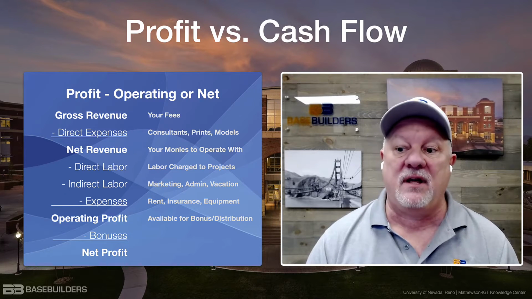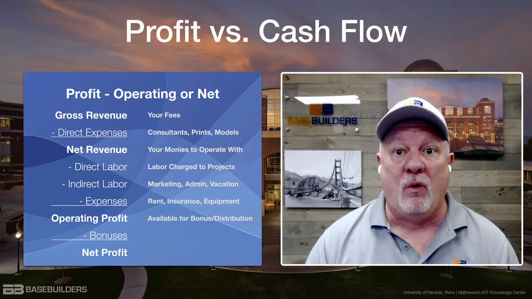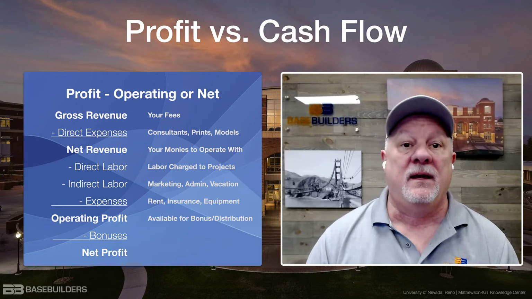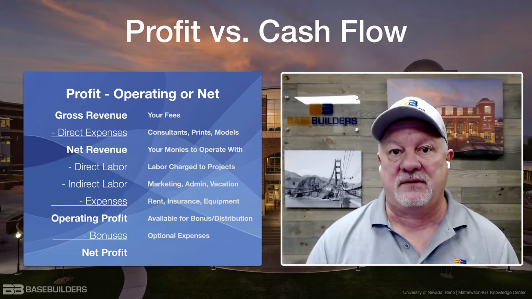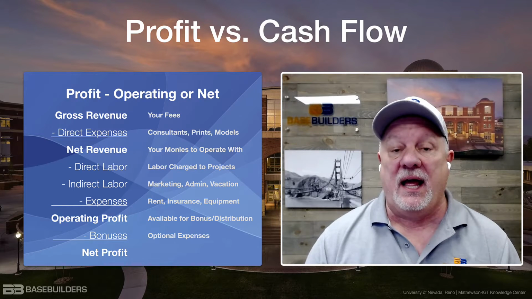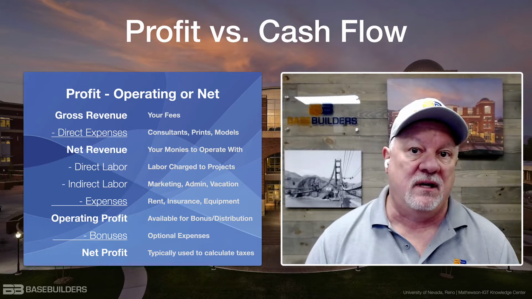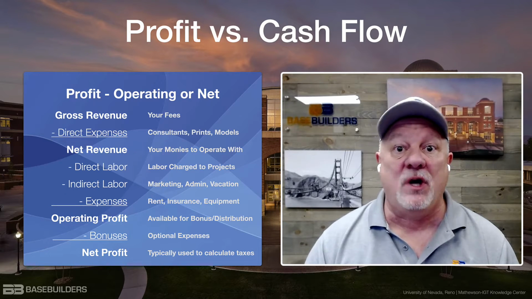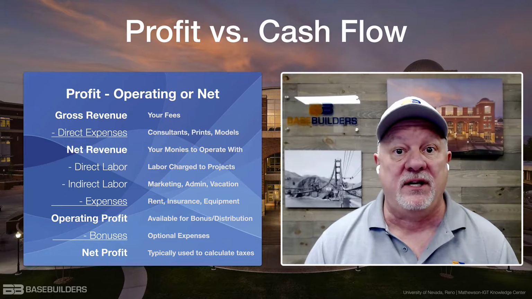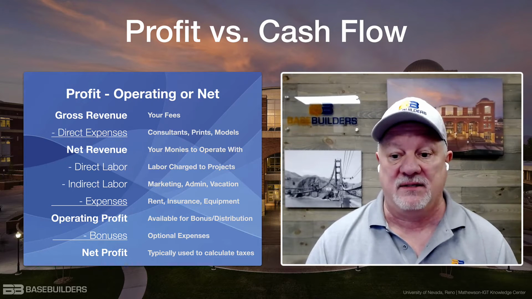These are the funds that are available to pay bonuses and make distributions, or to pay for upgrades of equipment around the office. Next, there's an optional expense, often known as bonuses. There may be some other optional expenses in there. And after you subtract those bonuses, then you're going to get your net profits. The net profits are what typically show up on a K-1 if you're a partnership. So that's going to be a flow-through entity. You're going to report that on your taxes. Or if you're a C corporation, it's what you're going to be paying taxes on.